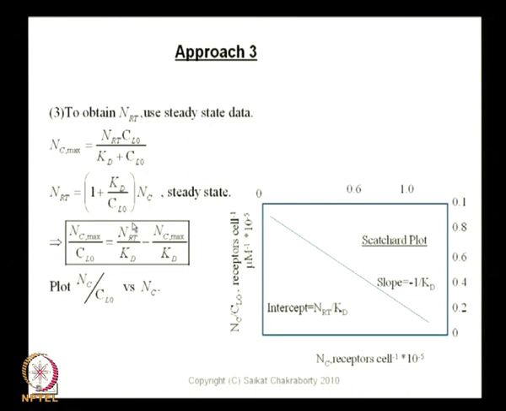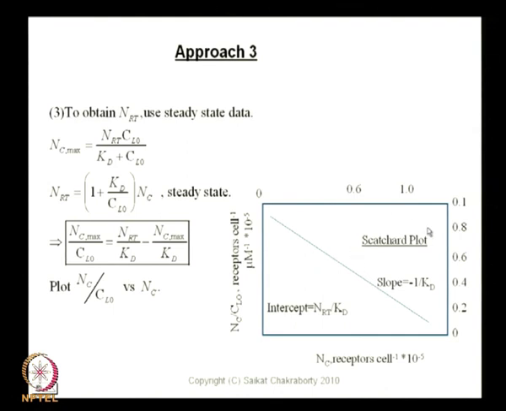So, at steady state we measure how much complex has been formed, and we plot this Nc over Cl naught versus Nc, and then we can get the constants Kd as well as nRT, from the slope and the intercept. So, the slope will give you minus 1 over Kd, the intercept will give you nRT over Kd. So, you can evaluate both nRT and Kd, fine.